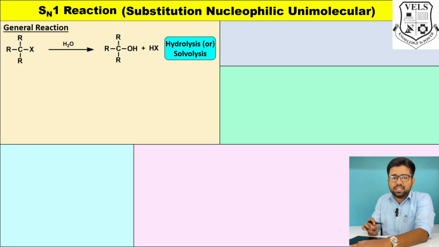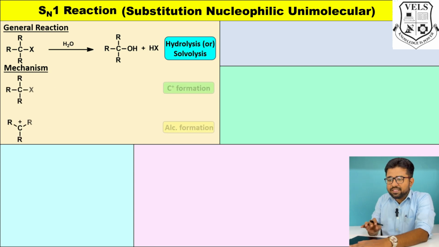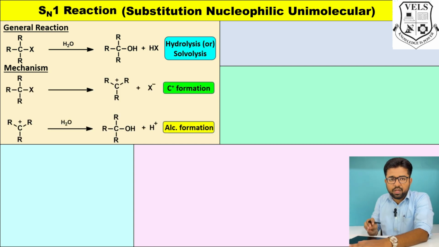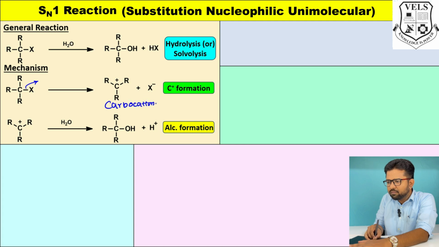Okay, so with this basic idea, let us discuss the mechanism of this SN1 reaction. The mechanism involves two steps. The first step is the formation of carbocation. The leaving group, that is the halogen atom from the tertiary alkyl halide, is leaving as X minus. That means this halogen takes the electrons from the carbon atom and leaves as X minus. As a result, a carbocation intermediate is generated in the first step. So the first step is otherwise called carbocation formation.